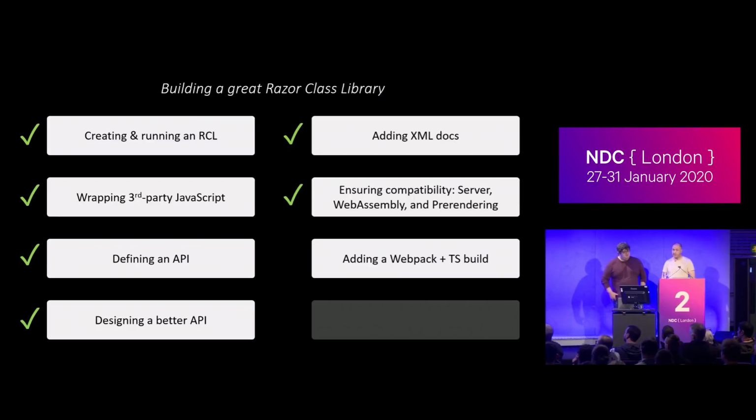We've got a nice class library now. It's got a nice API. We've got a nice build system for it. And finally, we're going to want to actually publish it and share it with the world. You can, of course, do that manually.